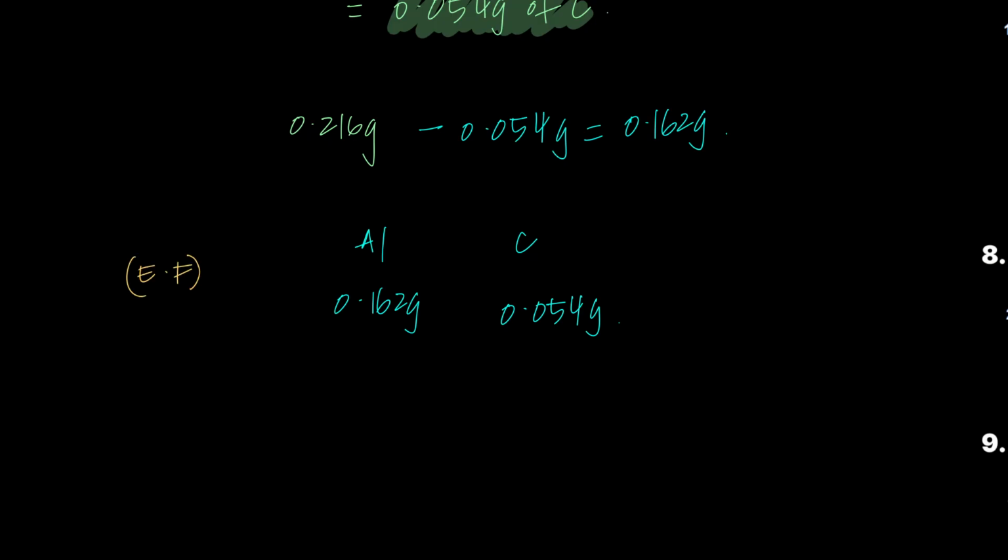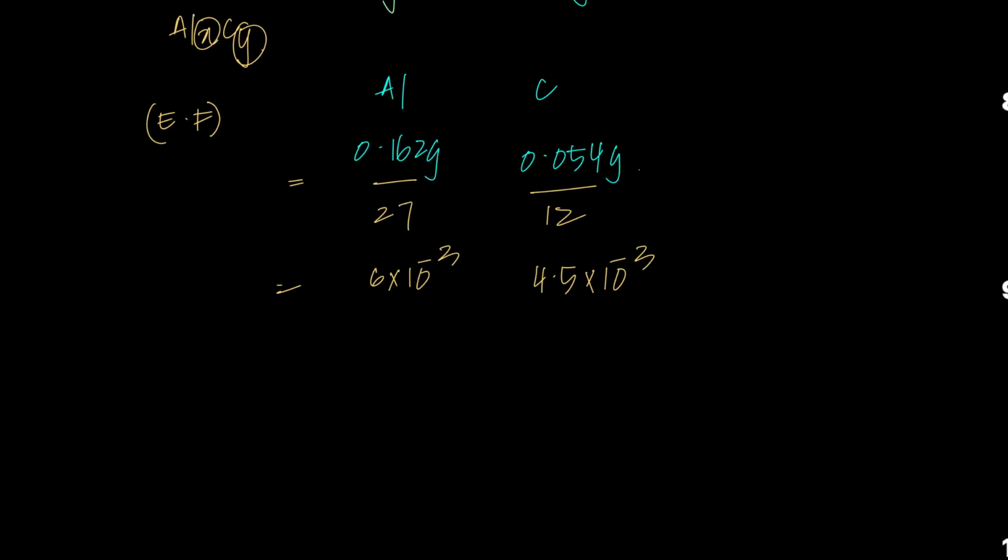How do we calculate the formula for AlxCy? How do I know what X is and what Y is? Once I have their masses, I can actually calculate their empirical formula. Divide by the molar masses, 27 and 12, or divide by the ARs, however you've been taught in O levels. Gives me 6 into 10 raised to the power minus 3, and this is 4.5 into 10 raised to the power minus 3. Divide by the smallest ratio, which is 4.5 into 10 raised to the power minus 3. You get 1.333 ratio 1, right?